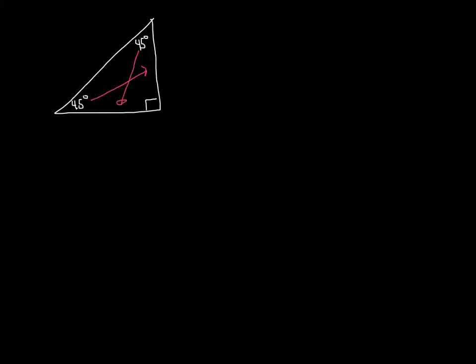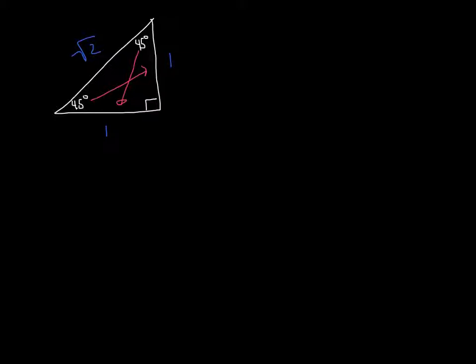So the ratios of the 45, 45, 90 triangle are going to be 1, 1, square root of 2. That is important to memorize, extremely important to memorize. So the sides across from the 45s are going to have a length of 1, and the side across from the 90, which is called the hypotenuse, is going to have a length of root 2.